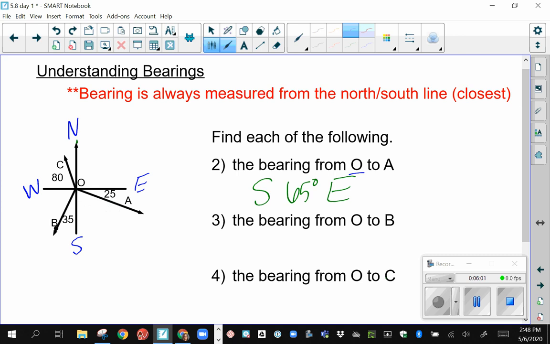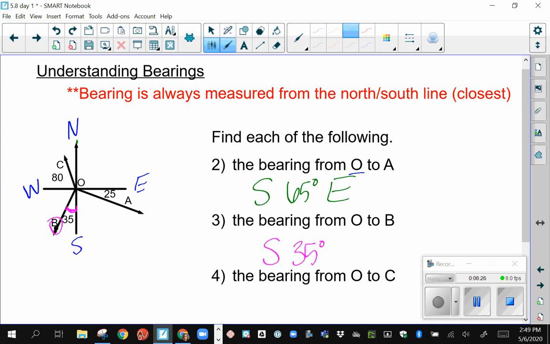The bearing from the origin to point B. So again, you want to measure the angle that is to the closest north or south line. So that's going to be this small angle here, and that's the one that is actually given. So smack dab in the middle, you're going to write 35 degrees. Again, written first, you need to put whatever it's closest to. Is it closer to south or closer to north? It's south again. Okay, and then east or west.